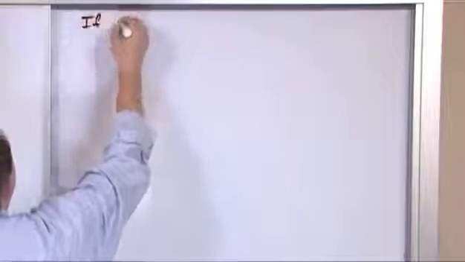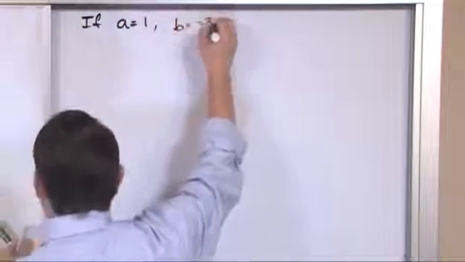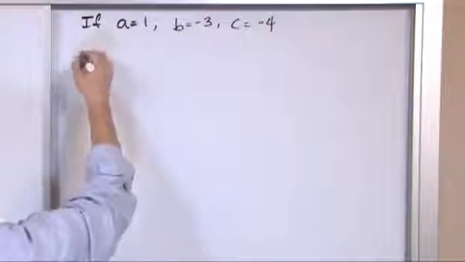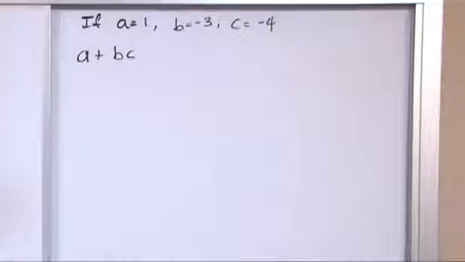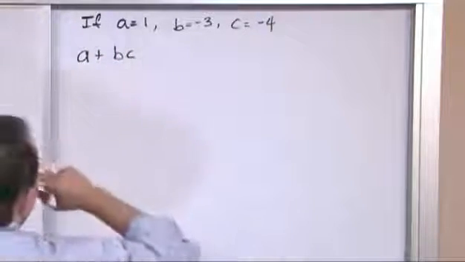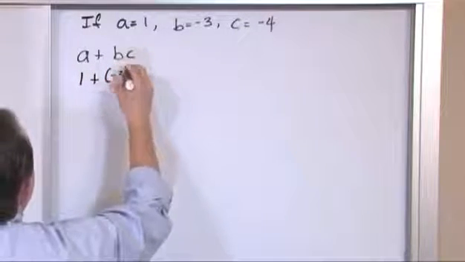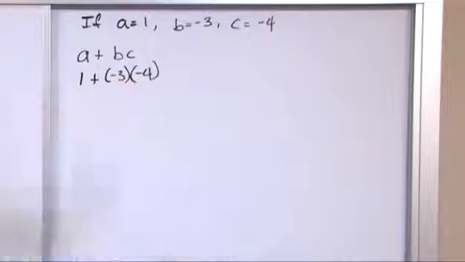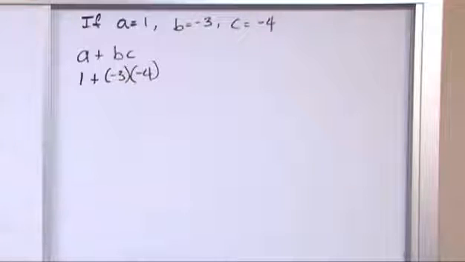All right, so what if A is equal to 1, B is equal to negative 3, C is equal to negative 4? Then we're going to evaluate the following expression, A plus B times C. That's what we want to evaluate. Well, we just plug in the values of the variables that we know. So we have 1 plus B is negative 3, C is negative 4. I put them in parentheses because these negative signs can get confusing. If you don't put parentheses there, you might not know if it's subtracted or if it's multiplied.